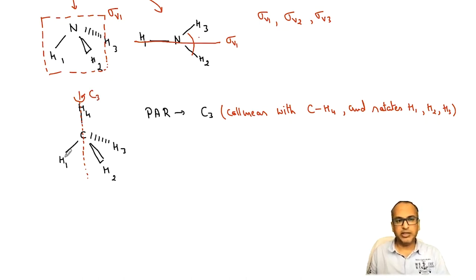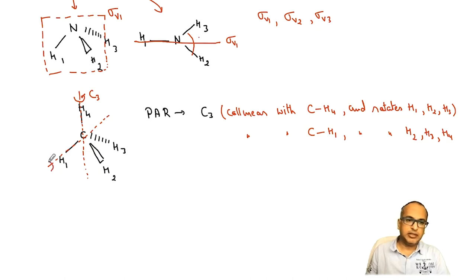Similarly, I can have a C3 which is passing through CH1. So I will say that there is another C3 which is collinear with the CH1 bond. And now this will rotate the rest of the three hydrogens, which is H2, H3, and H4. So this should be very easy to see now, right? This is my second C3, and this will be rotating anti-clockwise like this. So H2, H3 and H4 will be rotated now.